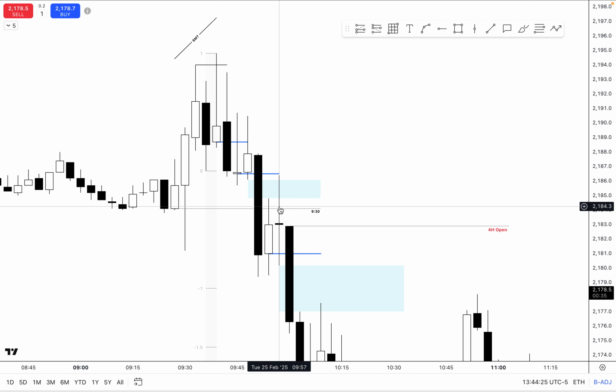So I'm getting in here, literally the last 3 minutes of this 6 a.m. candle. So I'm really just betting that the 10 a.m. candle forms its wick from the opening price of 10 a.m. all the way to this high here.